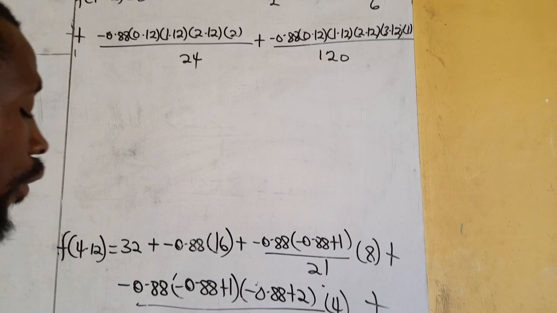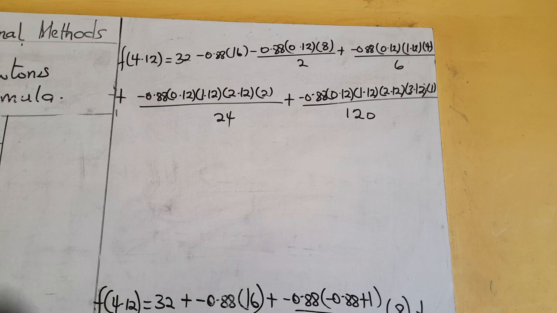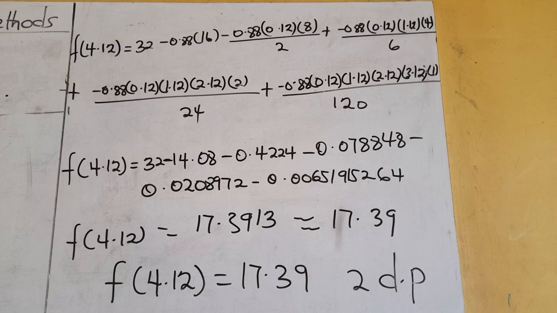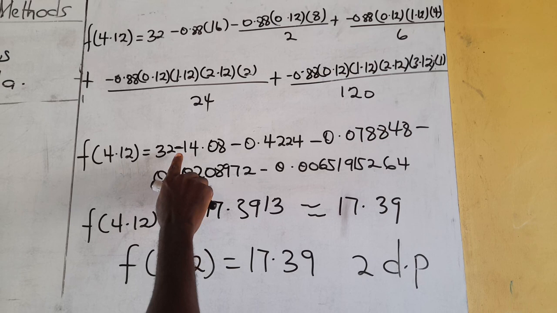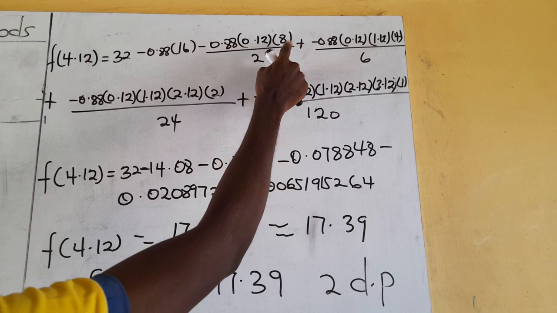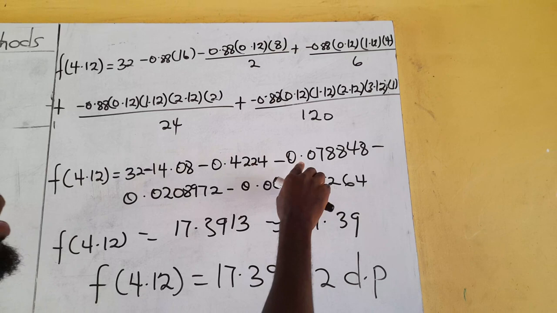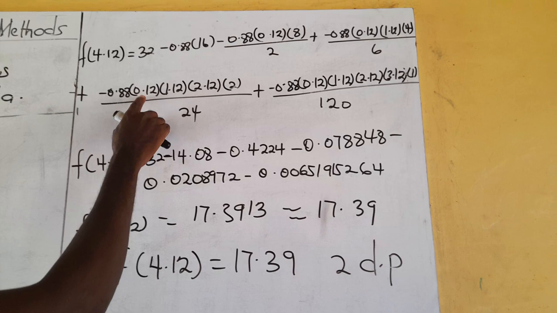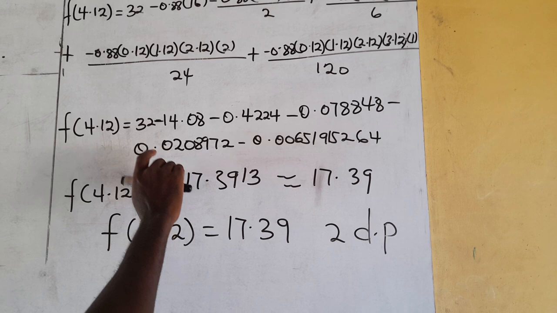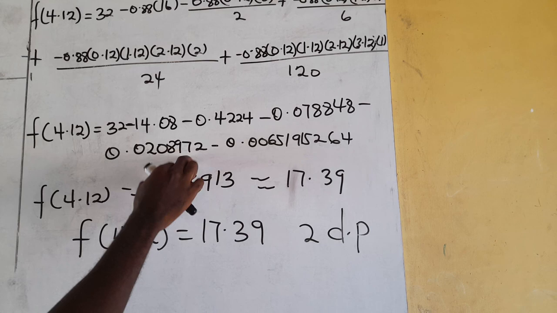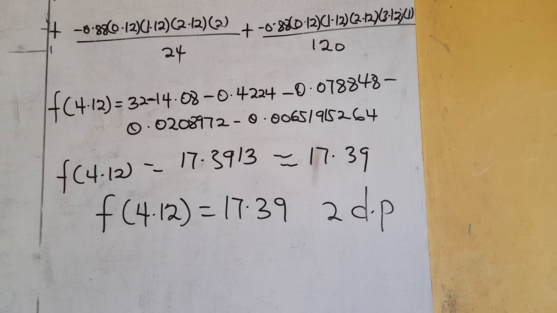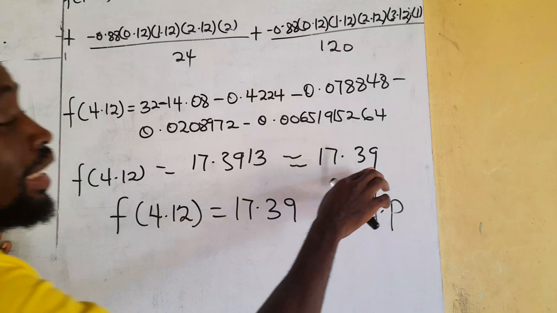So now we'll simplify this and add, then we'll find f of 4.12. So when we simplify this further, that's negative 0.88 times 16, that will be negative 14.08. Negative 0.88 times 0.12 times 8 divided by 2 will give us 0.4224. Then negative 0.88 times 0.12 times 1.12 times 4 will give us 0.078848. Then negative 0.88 times 0.12 times 1.12 times 2.12 times 2 divided by 24 will give us 0.208972. Then the last one will give us 0.00651915264. I'm not approximating because I don't want any significant difference or any error.